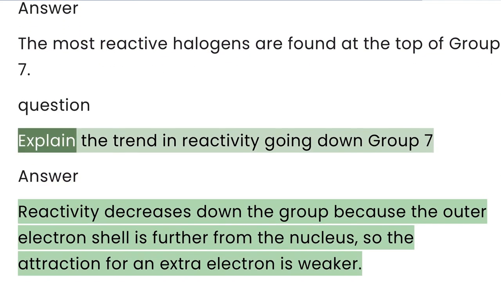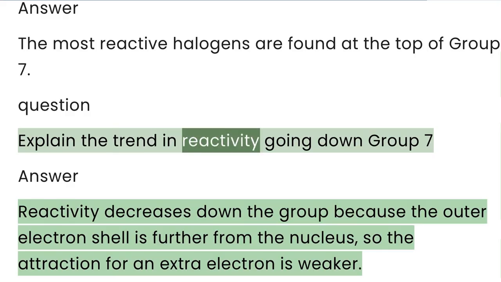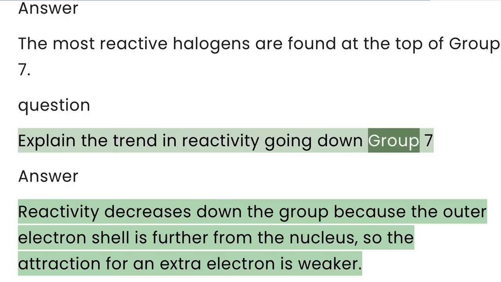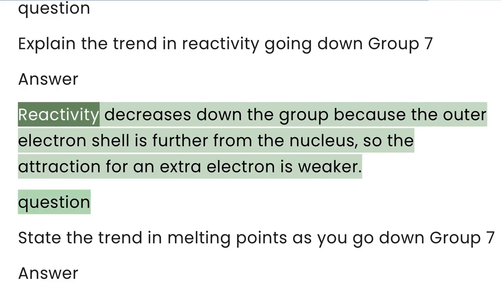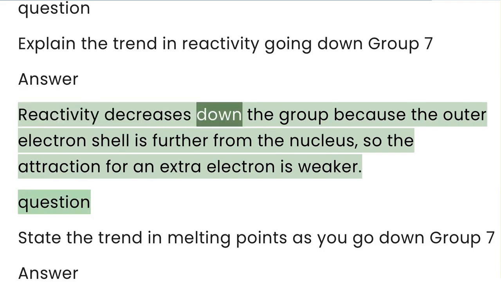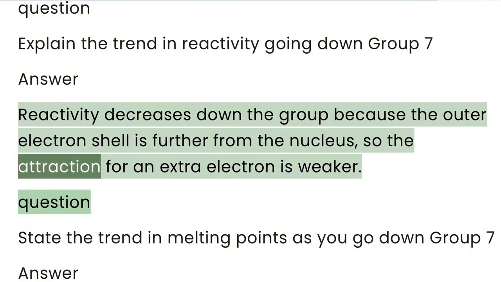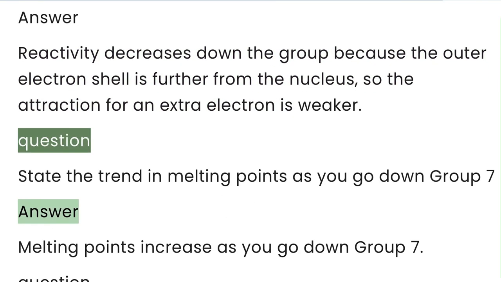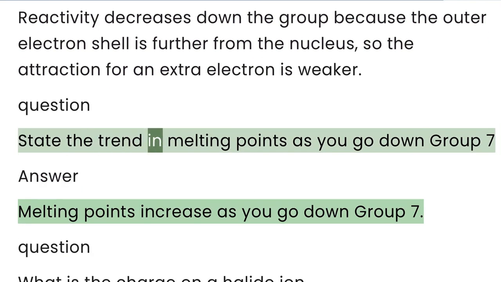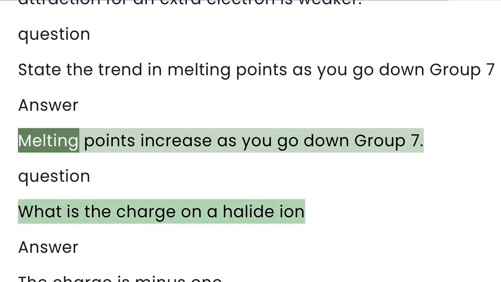Question: explain the trend in reactivity going down group 7. Reactivity decreases down the group because the outer electron shell is further from the nucleus, so the attraction for an extra electron is weaker. Question: state the trend in melting points as you go down group 7. Melting points increase as you go down group 7.